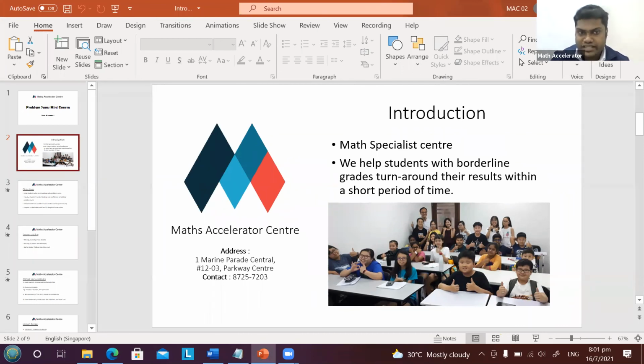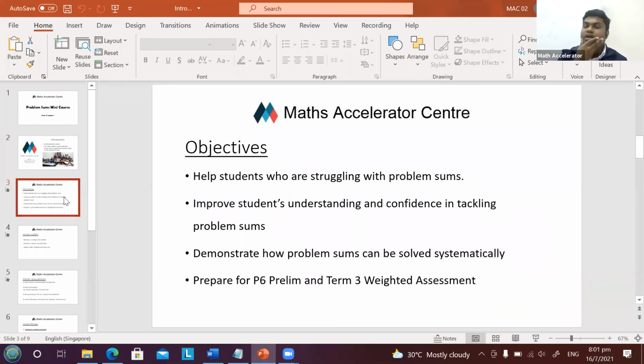So the objective for today's lesson, what are we going to achieve? This is basically catered to students who are struggling with problem sums, and if you have a lack of confidence in tackling problem sums, this is the right place to start. I'm going to demonstrate how problem sums can be solved systematically, step by step. For primary 5, your term 3 weighted assessment is just around the corner, and for primary 6, prelims is just around the corner. So time is limited.